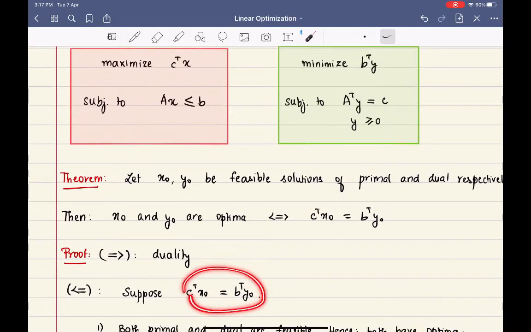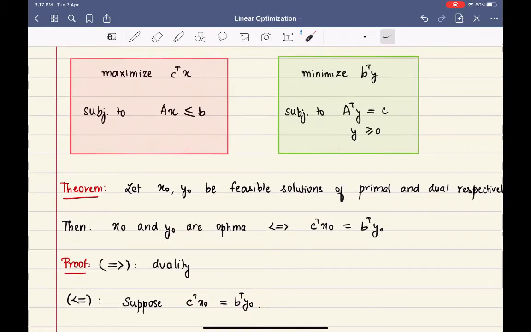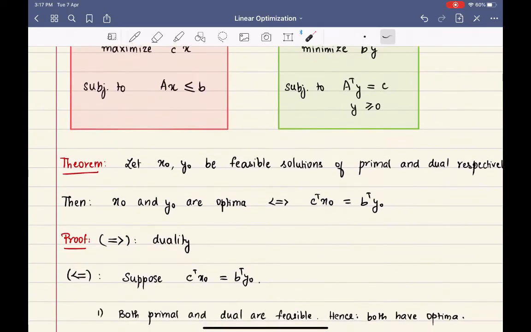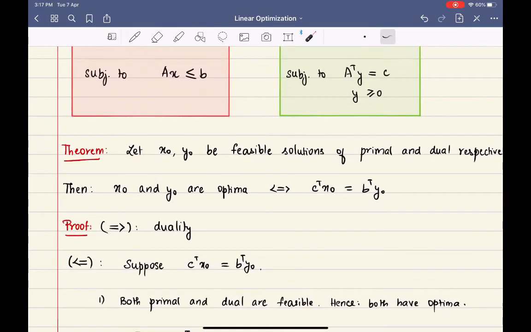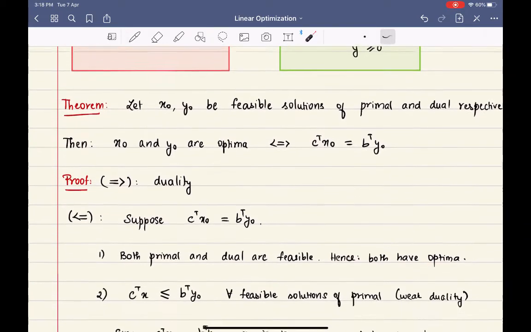Suppose we have this, we want to show that x0 and y0 are optima. Firstly, note that x0 is a feasible solution of the primal and y0 is a feasible solution of the dual. So, since both primal and dual are feasible, primal cannot be unbounded, because if primal was unbounded, dual would have been infeasible, right? So, both primal and dual are feasible and bounded, hence both have optima.